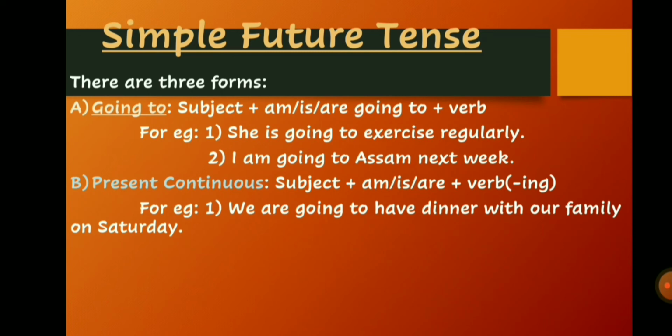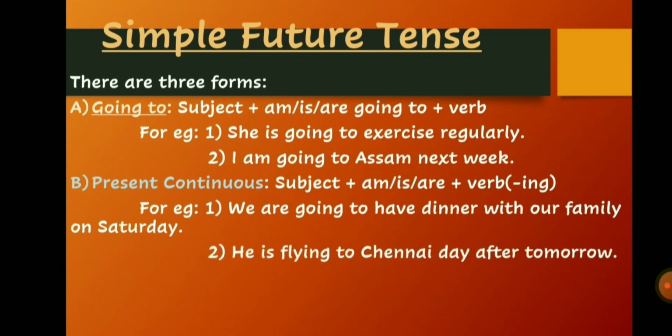Now you may be confused about what is present continuous, since even in present tense we have present continuous tense, but the difference is that in present continuous tense we don't have going. Over there we have only the form subject plus am, is or are plus verb ing. So here the sentence itself reveals that this is a fixed arrangement that is going to happen in future.